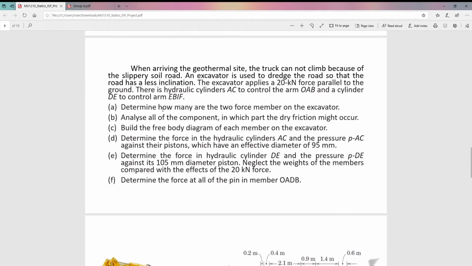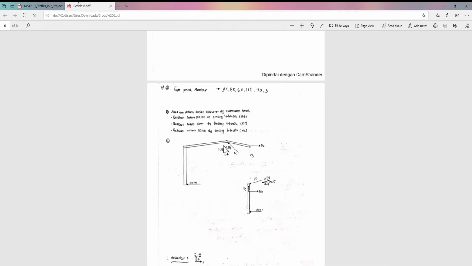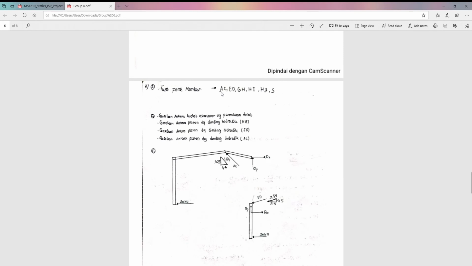So my name is Aryo, and I'm gonna explain to you the first three questions, which is A, B, and C. The first question is determine how many are the two force member of the excavator, and this is the picture of it. Based on our brainstorming, we found out that there are this amount of two force members, which are AC, ED, GH, HI, HJ.